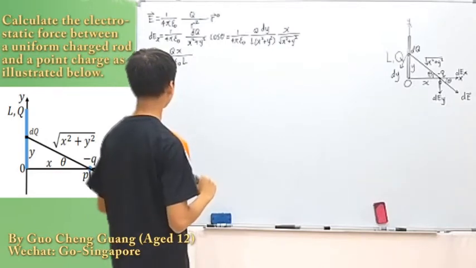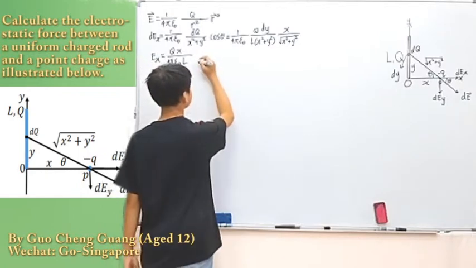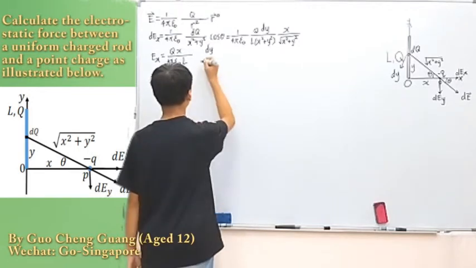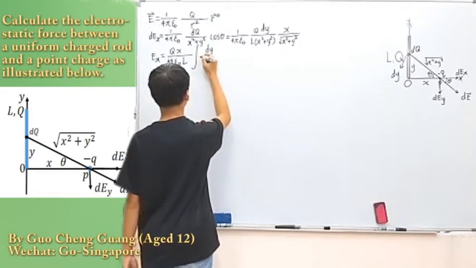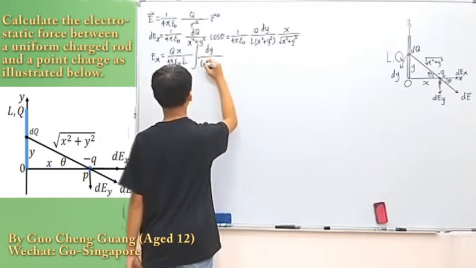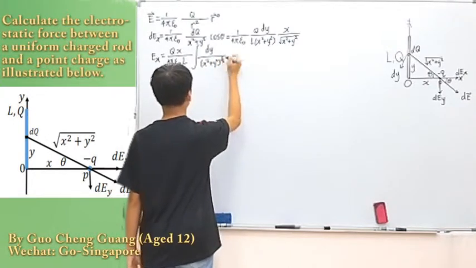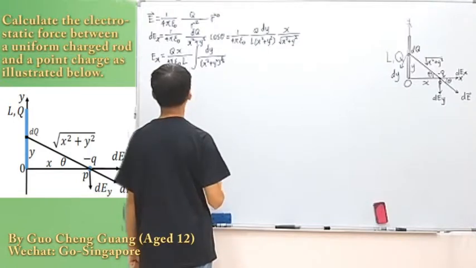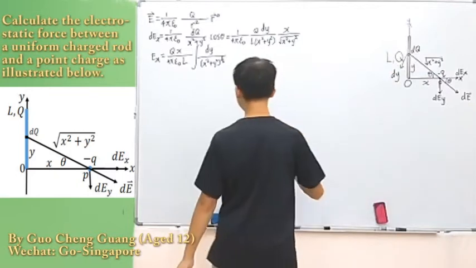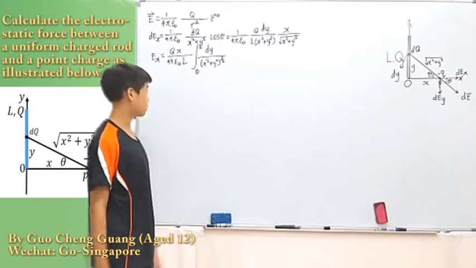Okay, so you have qx over 4 pi epsilon naught L. Then you start to integrate, and this part will be dy over (x squared plus y squared) to the power of 3 over 2. So y in this part, according to here, will be from 0 to L. Okay, so that's what you have.